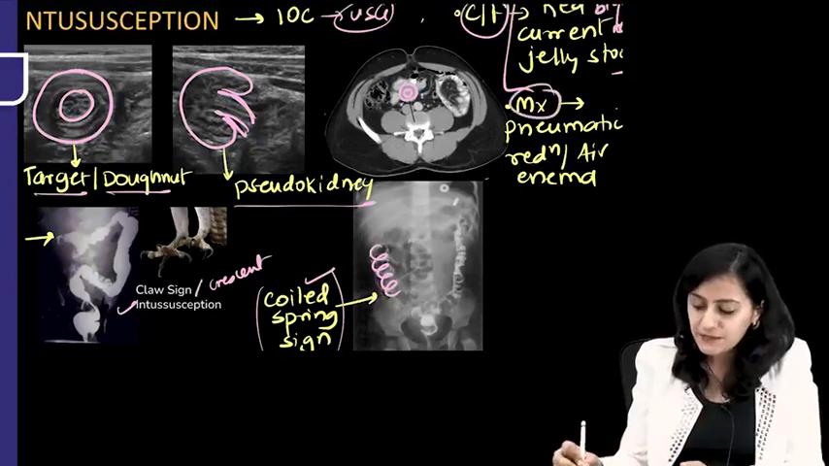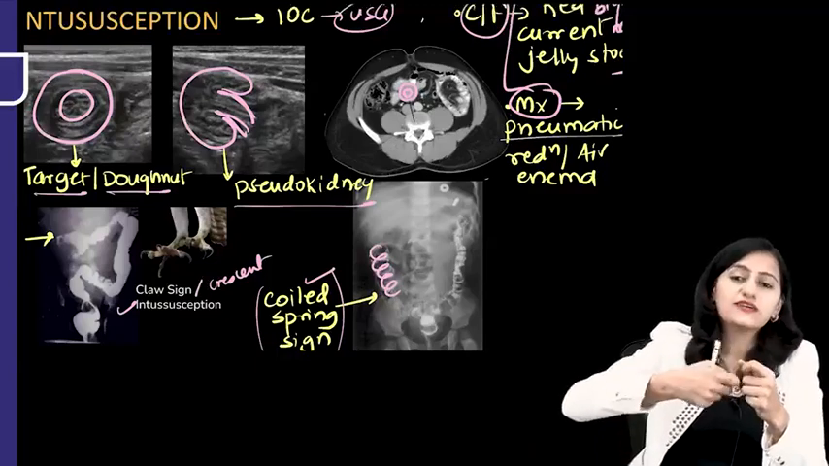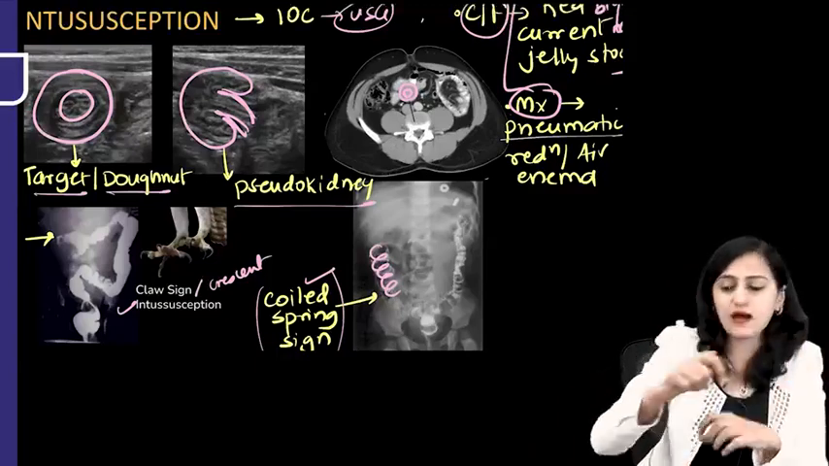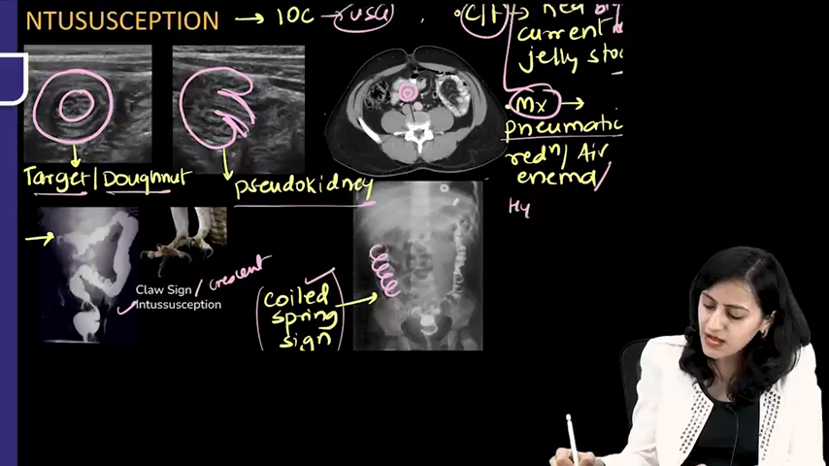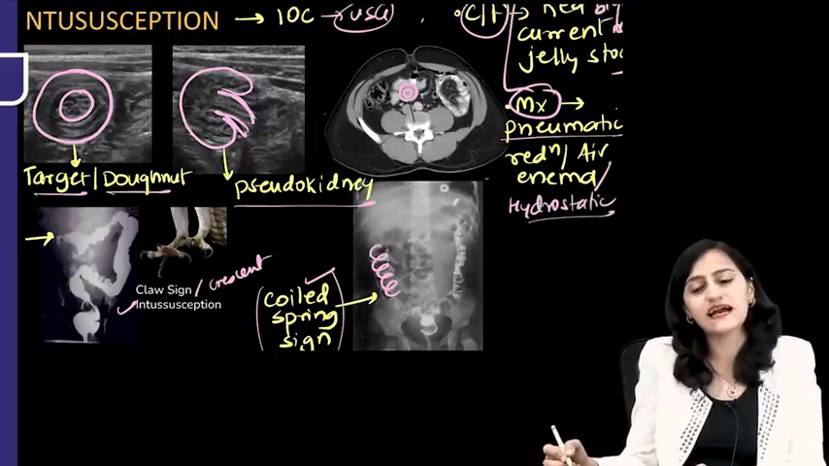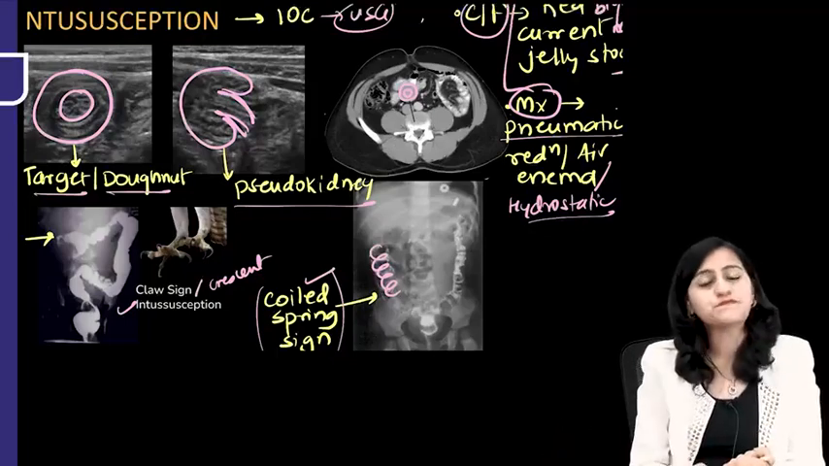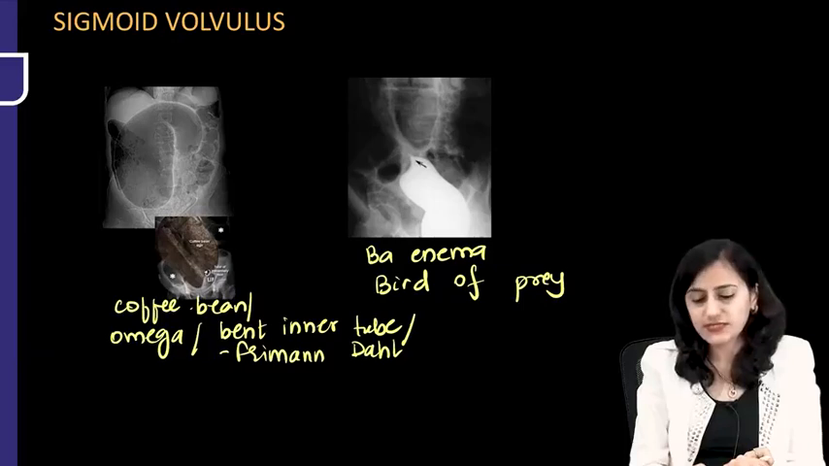What is the management? Pneumatic reduction, that is air reduction. We put the air through the rectum and that pushes the bowel out, or we can do hydrostatic reduction also using saline. Hydrostatic reduction also can be done. So this is intussusception. Now going to sigmoid volvulus.